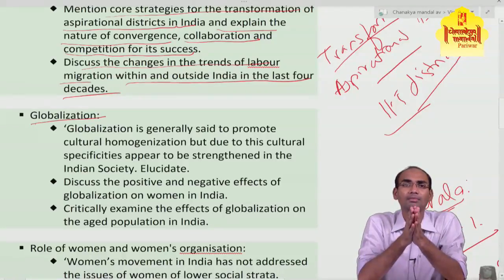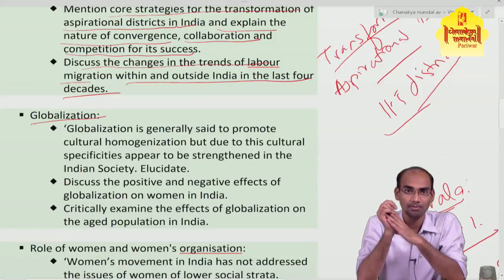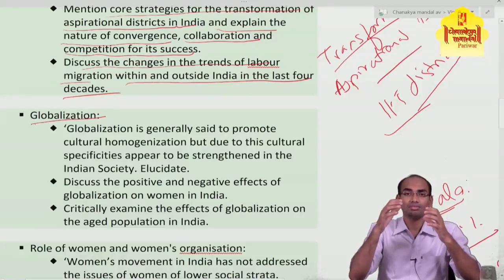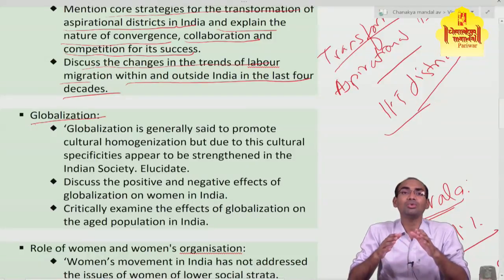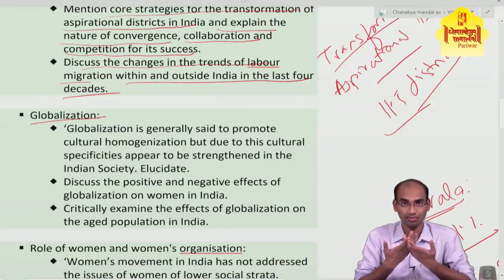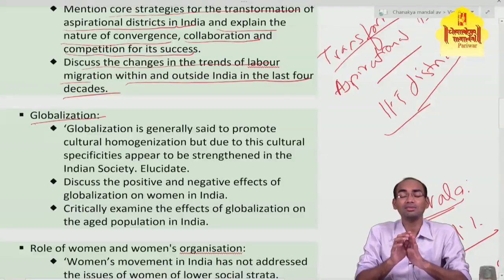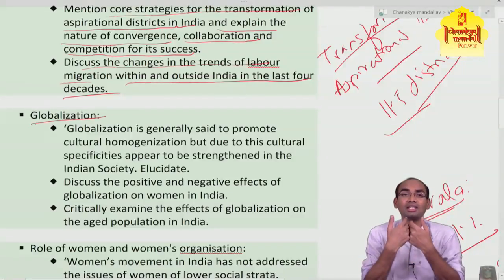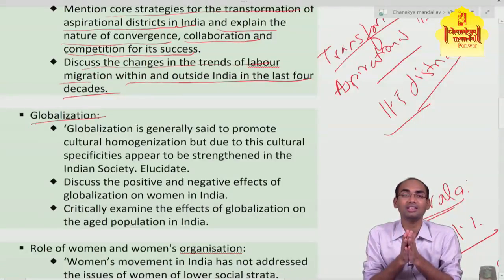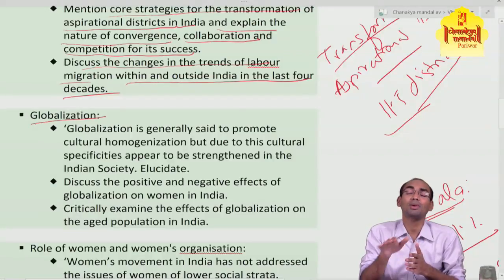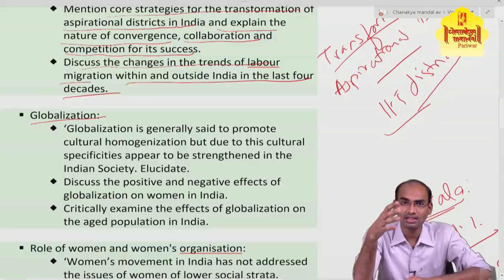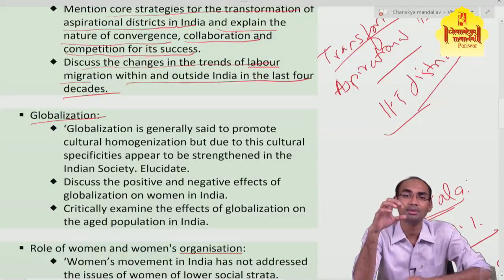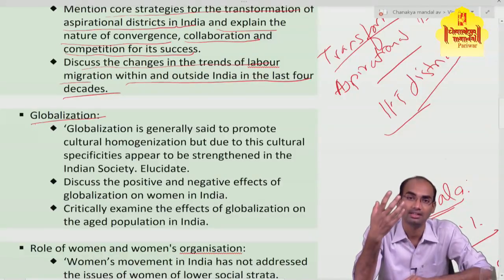For example, 21st June is now declared International Yoga Day. This yoga was part of Indian culture, and now it has been internationalized. Ayurveda is also gaining international fame and prominence on the international platform. So yes, globalization is working, but it works differently for different countries.